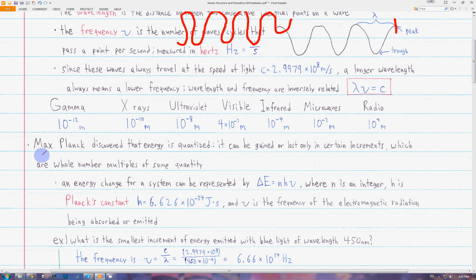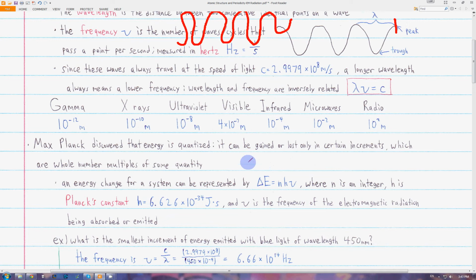So, a guy named Max Planck discovered that energy is quantized, and this means that it can only increase or decrease in certain increments. So, any change in energy can be represented by a whole number times the smallest increment, which is also called a quantum.